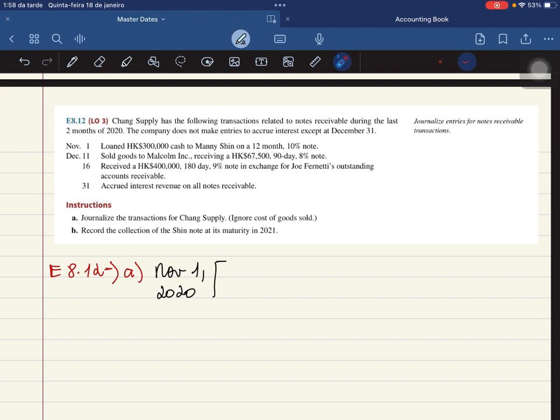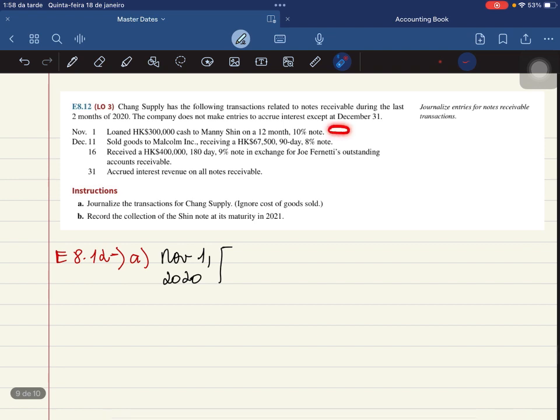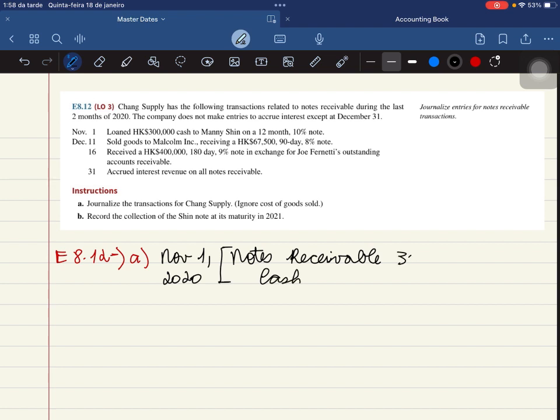Every time you see this information, like the length of the note and the percentage, you might feel tempted to calculate them right now, but just like the exercise said, we don't accrue interest except at December 31st. So for all of the notes in the beginning, you don't have to calculate the interest right now. You just have to record that you received a note in exchange of something. In this case, we received the note, so it's going to be notes receivable in exchange of cash, right? Because he lent some money to Manishin. And how much was that? It was 300,000.